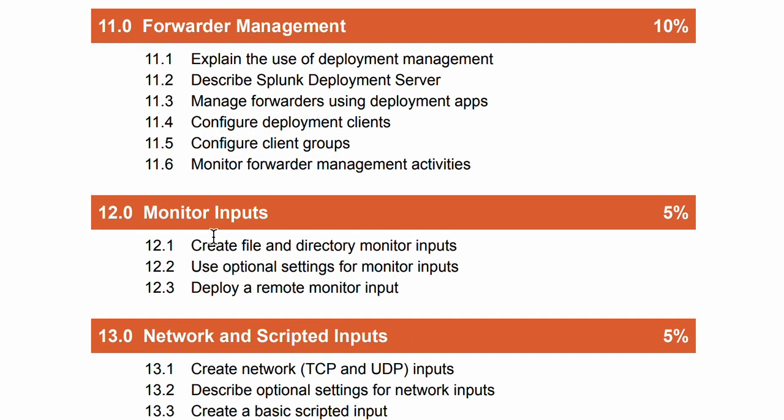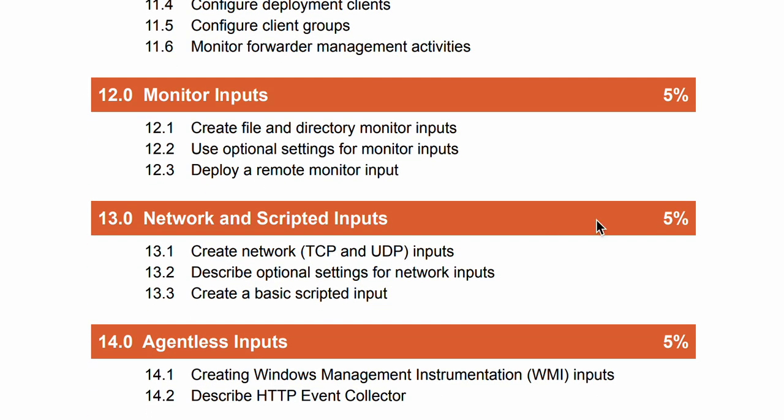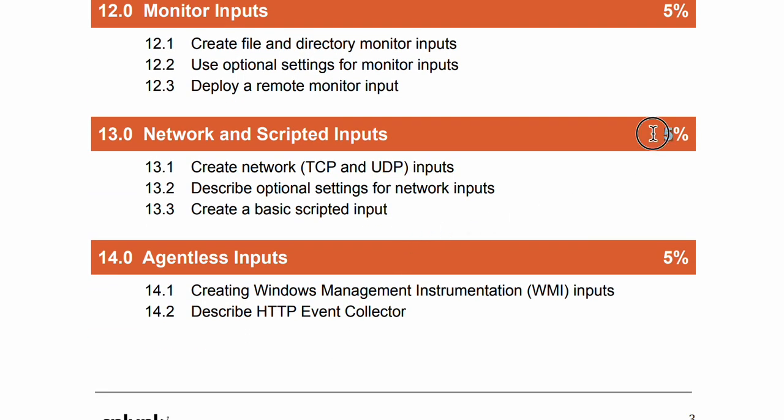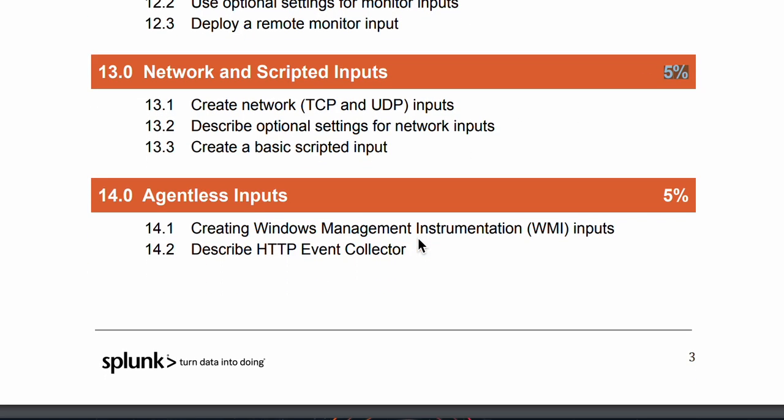Now the next topic is monitor inputs. It covers creating file and directory monitoring inputs, using optional settings for monitoring inputs, and deploying a remote monitoring input. It has a weightage of 5%. Then network and scripted inputs: it will cover creating network inputs, TCP and UDP, describing optional settings for network inputs, and creating a basic scripted input. It also covers 5% of questions.